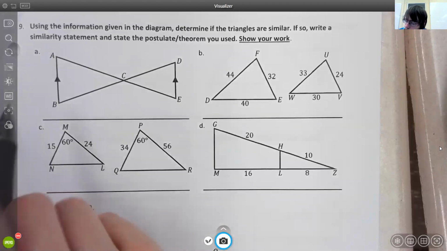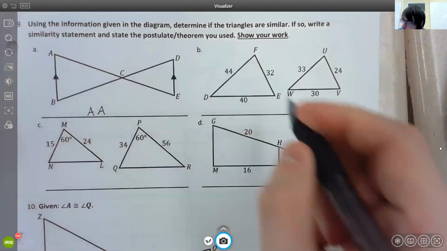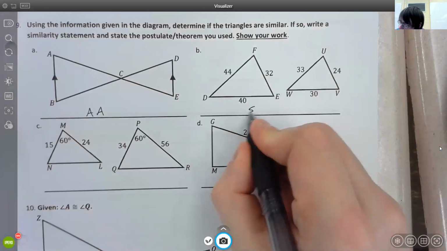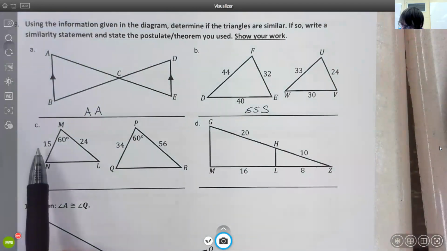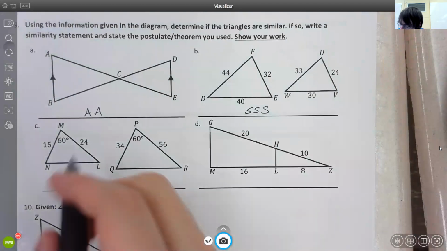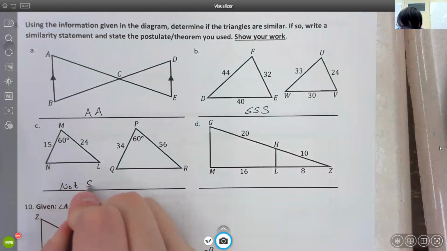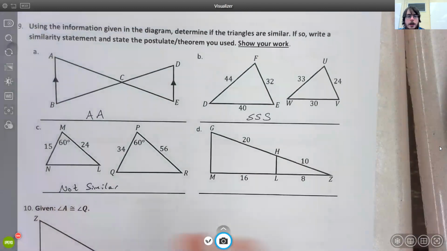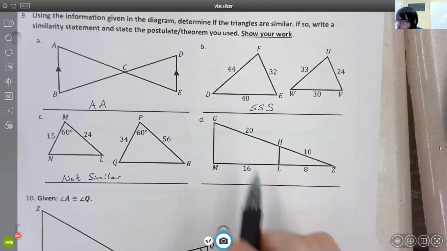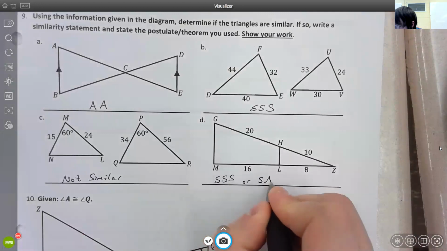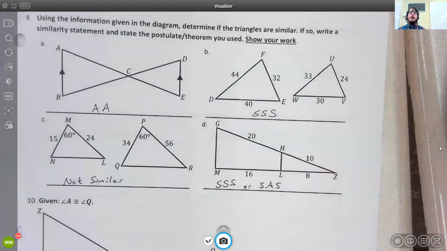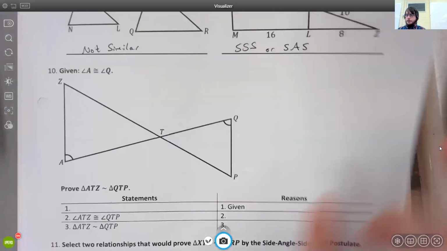So here, 9A would be AA, B would be side, side, side. C, these are not similar. And D, these would be similar by both side, side, side, or side, angle, side. So let's look at number 10.